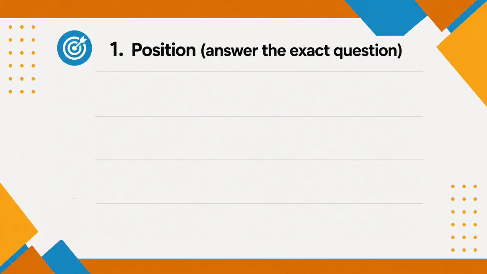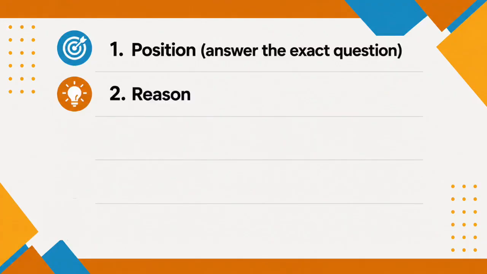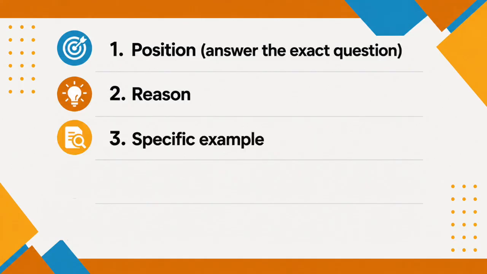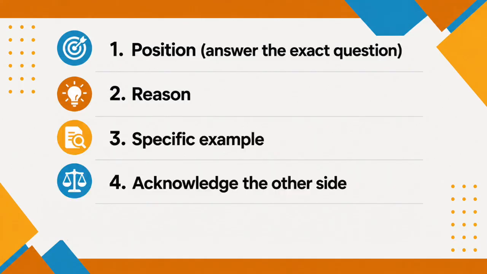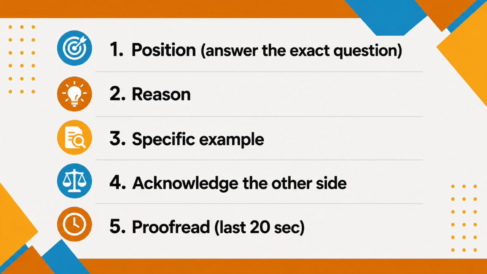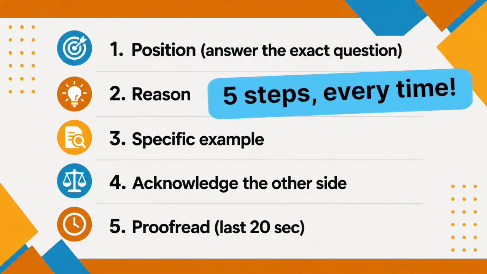Step 1. State your position in one clear sentence and make sure it directly answers the question. If the prompt gives you 2 sides, pick one. Don't sit on the fence. Step 2. Give one specific reason for your position. Step 3. This is the one that earns your score. Back that reason with a concrete, detailed example. Step 4. Add a sentence that acknowledges the other side. And Step 5. Save your last 20 seconds to reread and fix small mistakes. 5 steps in that order every time. It's short enough to memorize and flexible enough to work on any prompt they give you.